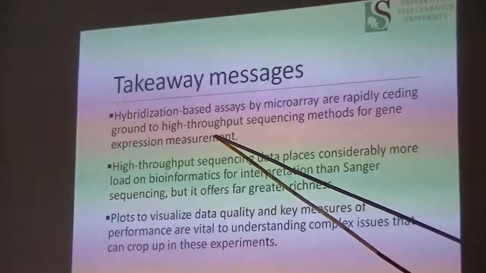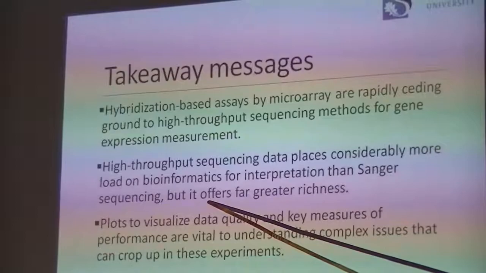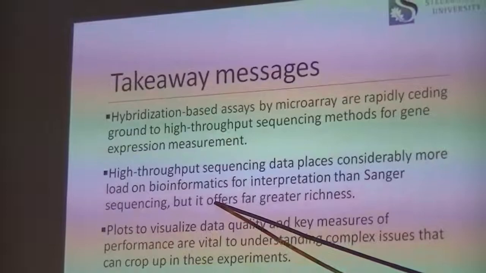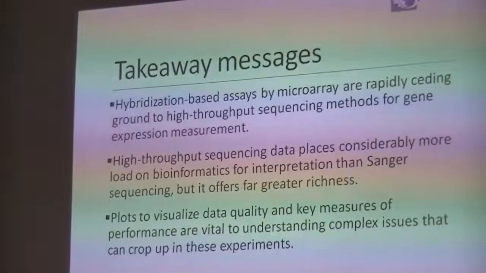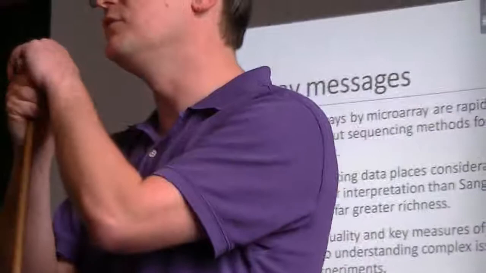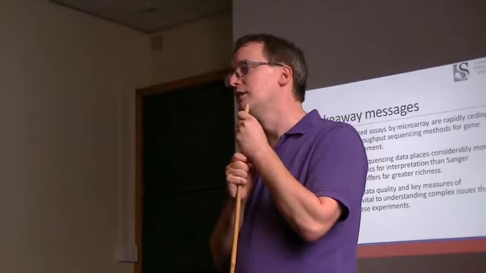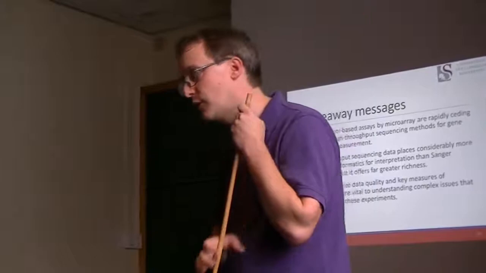High-throughput sequencing data places considerably more load on bioinformatics for interpretation than does Sanger sequencing. But it offers far greater richness. What you can find from an RNA-seq set is just much more diverse. Plots to visualize data quality and key measures of performance are vital to understanding complex issues that can crop up in these experiments. We use these visualizations because humans are notoriously bad at looking at large tables. Make use of visualizations that exist, like the MA plot, to be able to recognize potential sources of bias in your data.